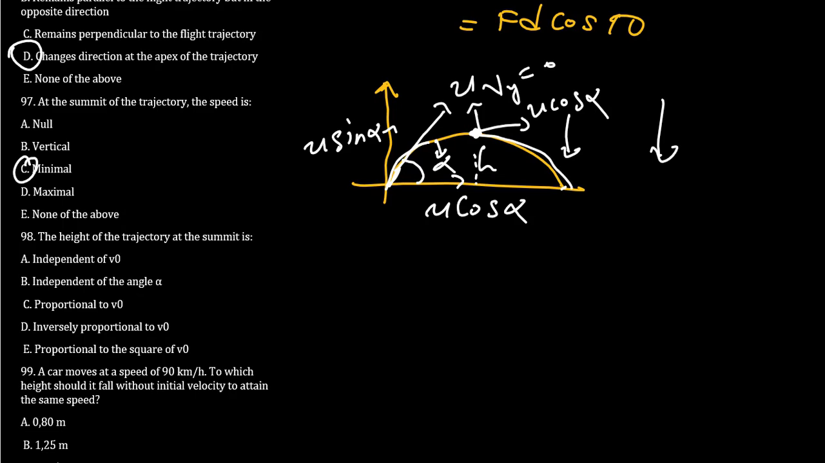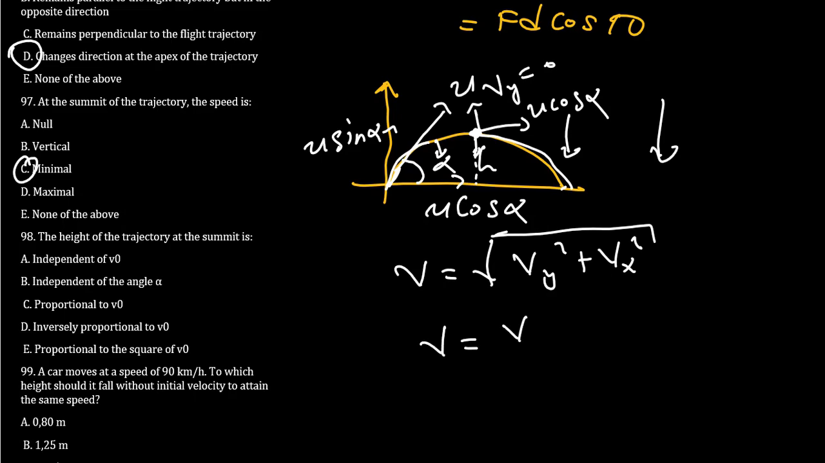But if at the maximum height the velocity or the speed was totally null, then the ball would fall vertically downwards. And also the speed is minimal, since the speed is the magnitude of the velocity, which is the square root of vy squared plus vx squared. But since vy is already equal to 0, the speed will simply be equal to vx, which is minimal.